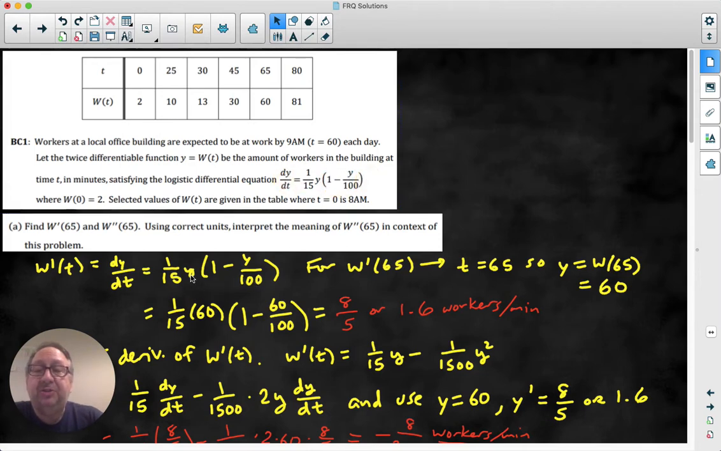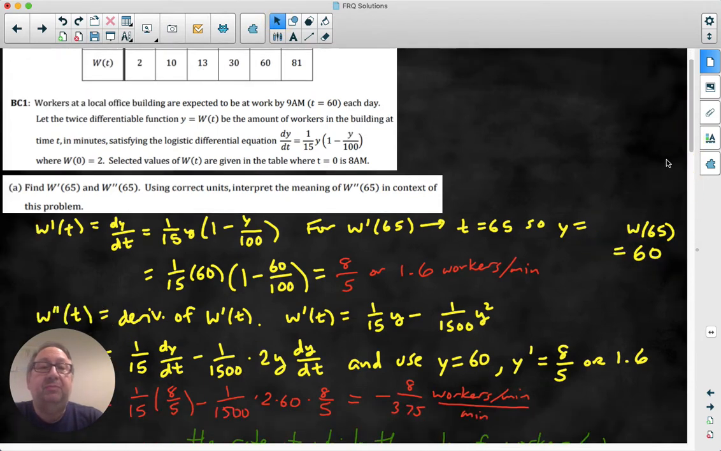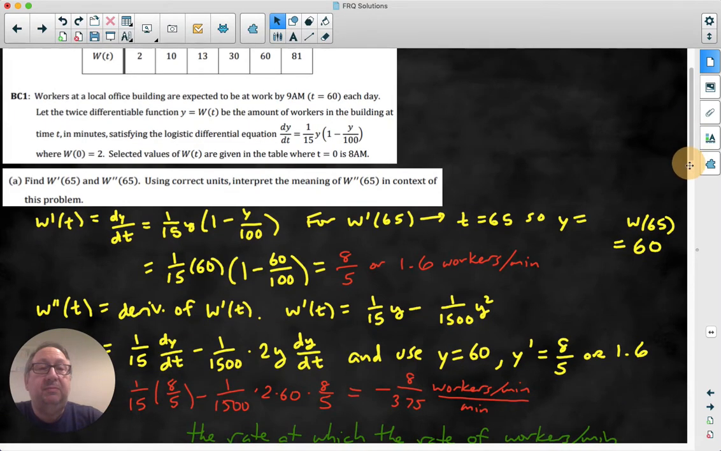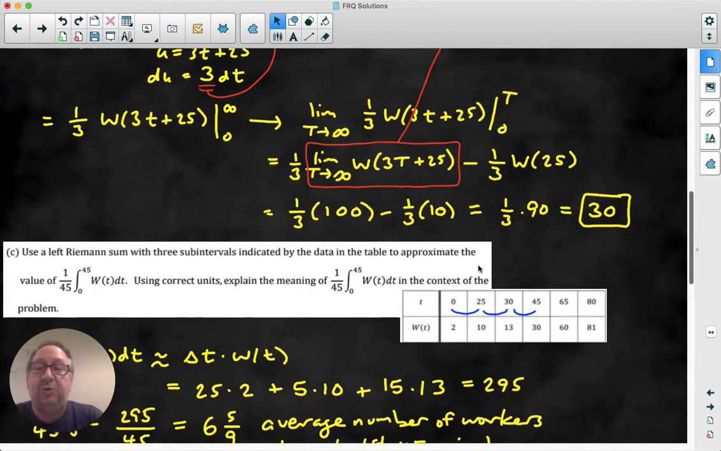So we're just going to substitute in the value of w when t is equal to 65. When t is equal to 65, w is 60. So that's just going to get substituted in 1/15th of 60, 1 minus 60 over 100, and that gets us 8/5. The units here would be workers per minute, though I don't think that they asked us for that. So let's move on. And the next question they're asking us for here is the second derivative. There we go. So we're looking for the second derivative here.